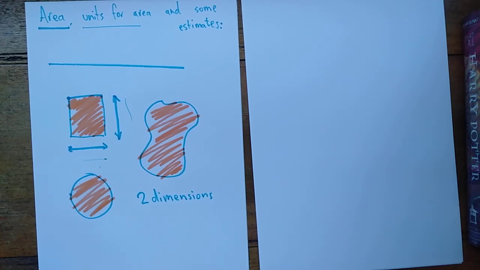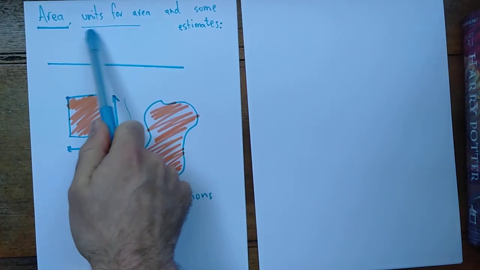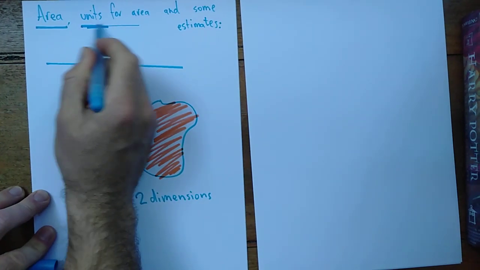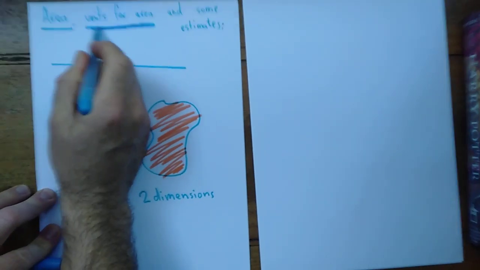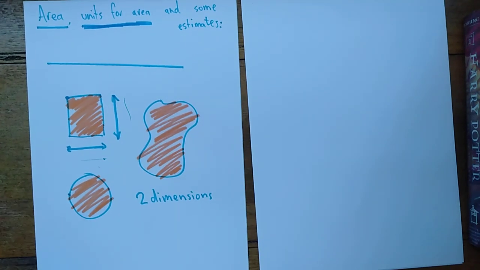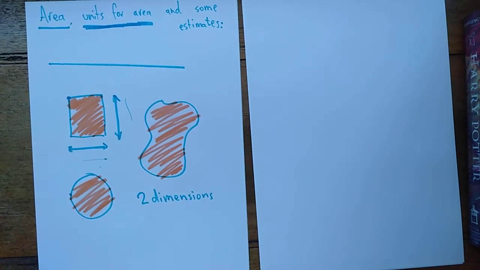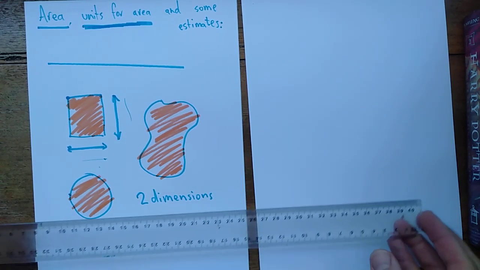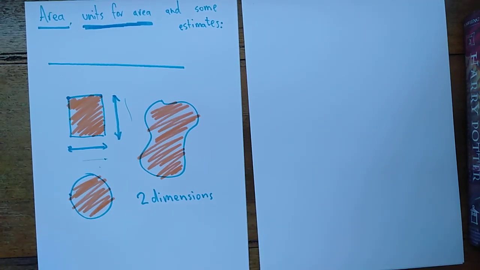Okay, following on from the previous video, in this video I'm going to talk about units for area. So units are what we use to measure area. I mentioned in the last video that area has two dimensions, like a left and right dimension and an up and down dimension. So the simplest units that we use for area are really similar to length.